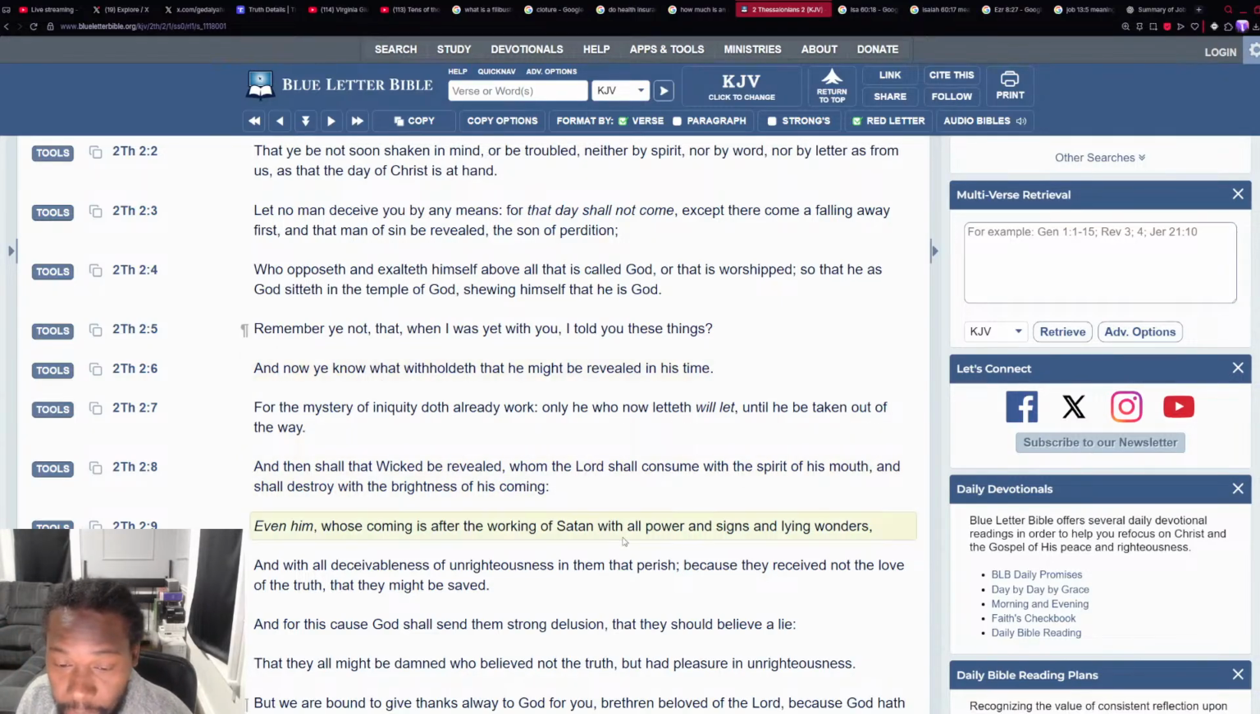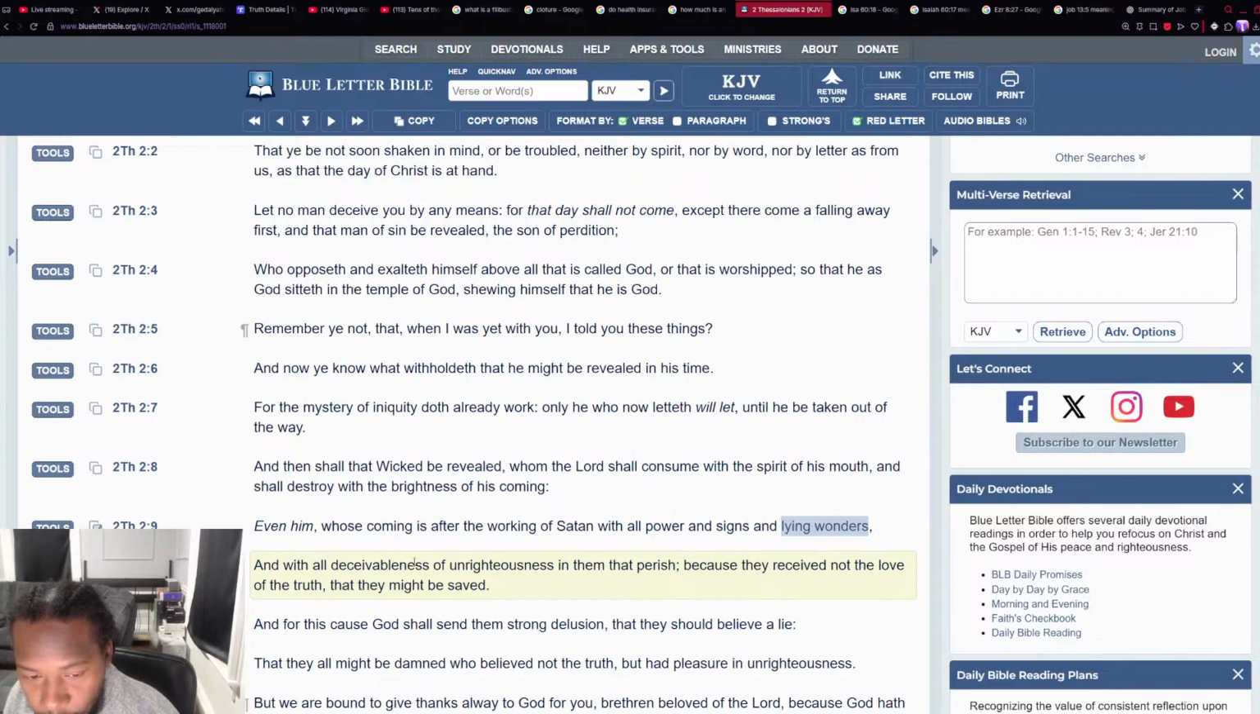Even him who's coming is after the working of Satan. Okay, that's Esau. He's after the working of Satan. That's why we say he's the spiritual manifestation. No, he's the physical manifestation of the spiritual demon Satan, because he does the work of Satan on the left-hand side with all power and signs and lying wonders. Okay, that's all he got. MOTB, so great. He'll tell you it's great, his jab shots.